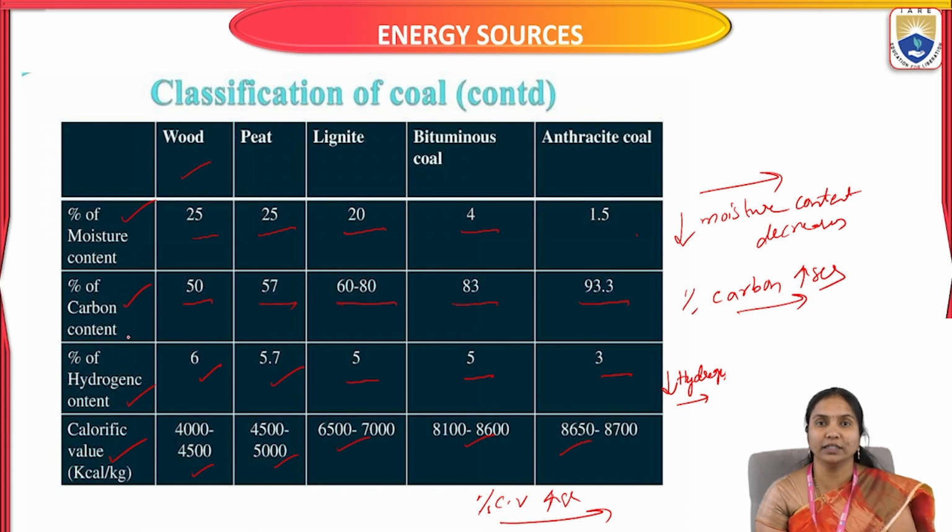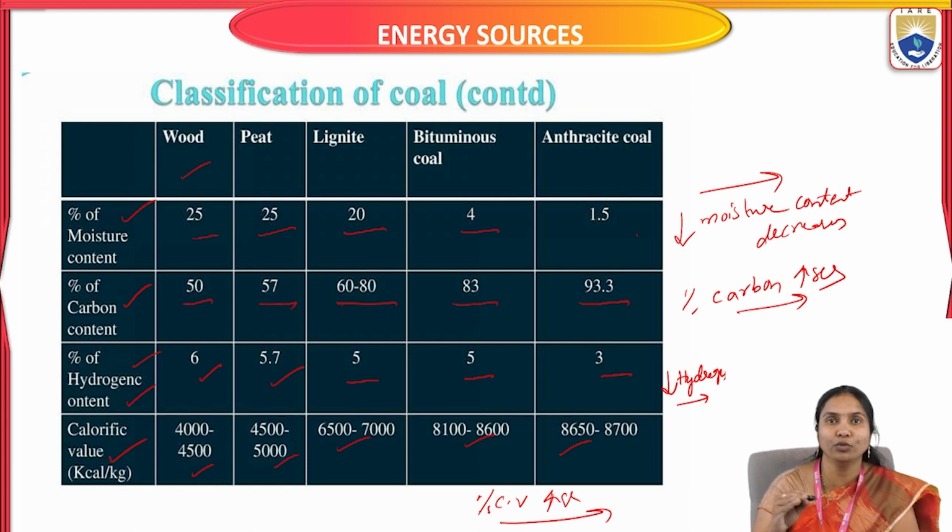The second one is carbon content. From wood to coal, the carbon percentage increases. A good coal always contains a high percentage of carbon because carbon is the main constituent of fuel, and it increases the calorific value. The third one is hydrogen content. From wood to coal, the percentage of hydrogen decreases. A good coal contains less hydrogen because it reduces the calorific value.